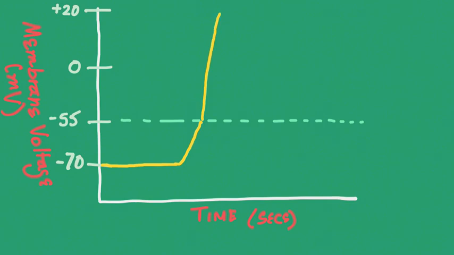When the voltage reaches -55 millivolts, we call this the threshold voltage, it triggers the opening of voltage-gated sodium channels. Sodium rushes in and causes a depolarization, raising the voltage to +20 millivolts. At +20 millivolts, voltage-gated potassium channels open, potassium rushes out, causing the repolarization. The repolarization is so fast that it actually dips a little bit below -70 before the resting membrane potential is restored. So we have 5 stages in this whole process.